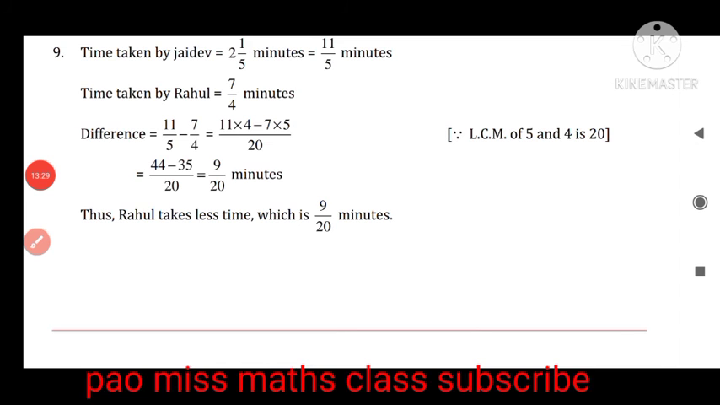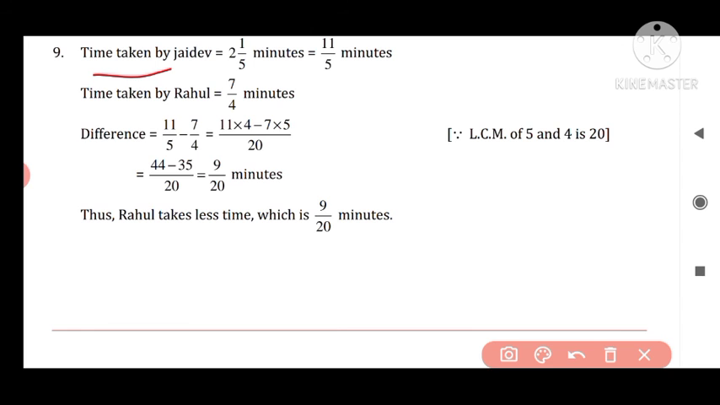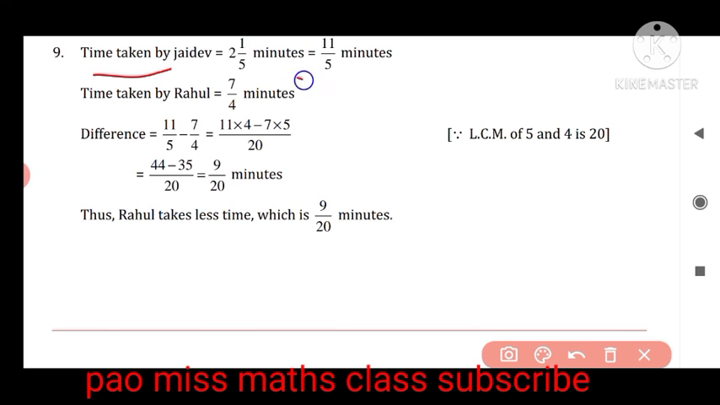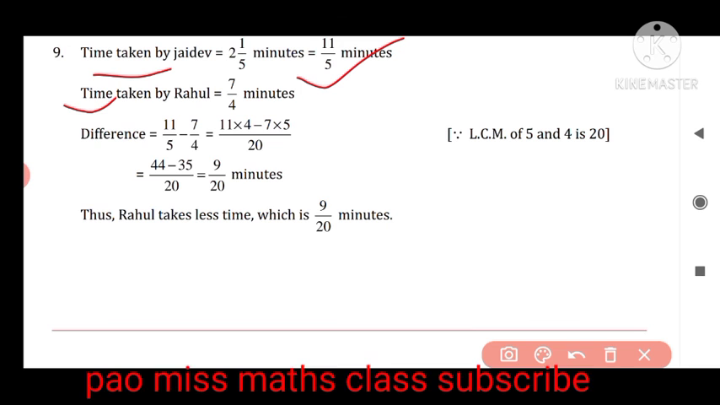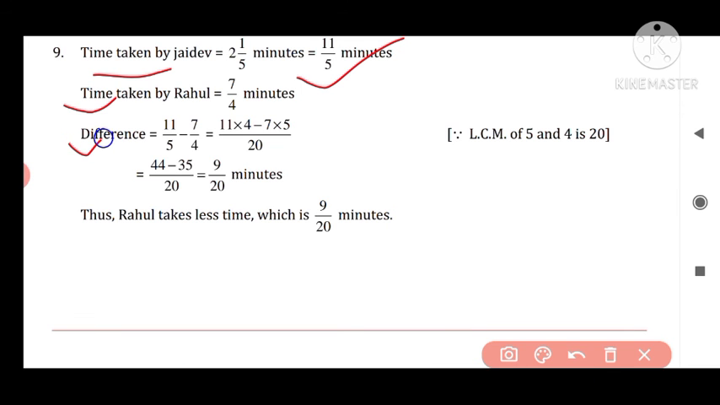So question number 9 solution. Time taken by Javed is equal to 1 and 2 upon 5 minutes. So you will convert this into an improper fraction. So we got 11 upon 5 minutes. Now time taken by Rahul is equal to how much? 7 upon 4 minutes. Now their difference means who is taking less and by how much, isn't it? So you have to find the less minutes.